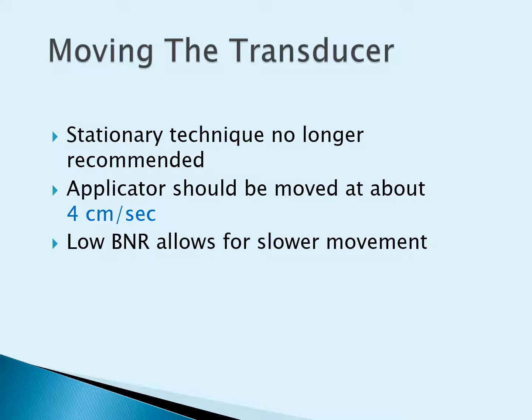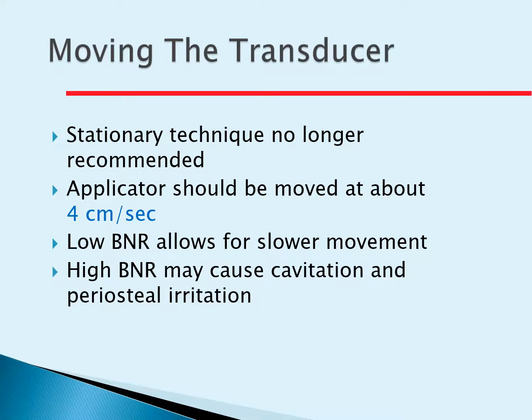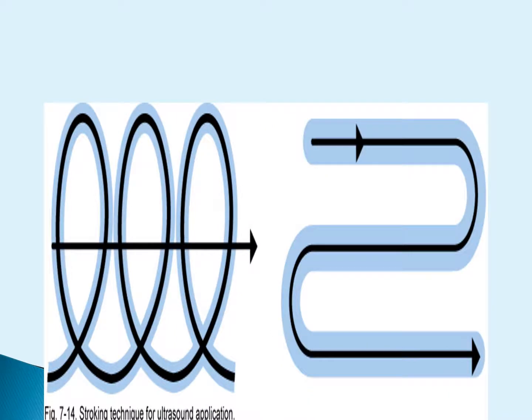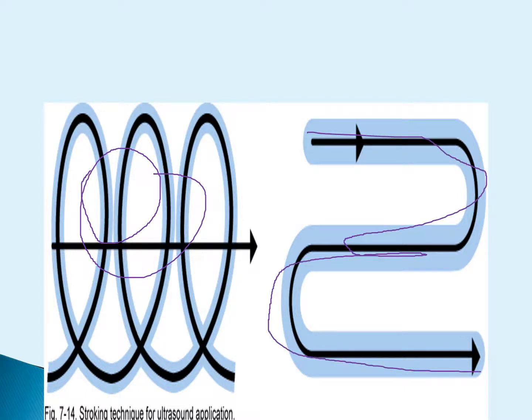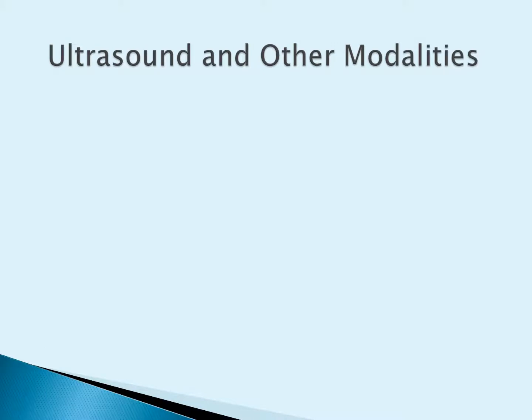A low BNR means slower movement; if your ratio is a high BNR, you have to move it more quickly, or otherwise you can end up with an attenuation problem. It can cause periosteal irritation. For the stroking technique, we can move in circles or in a snake pattern. The main goal is that anytime the ultrasound head is on and in contact with the patient's body, it needs to be moving.